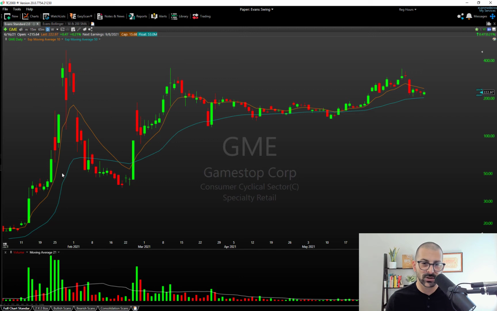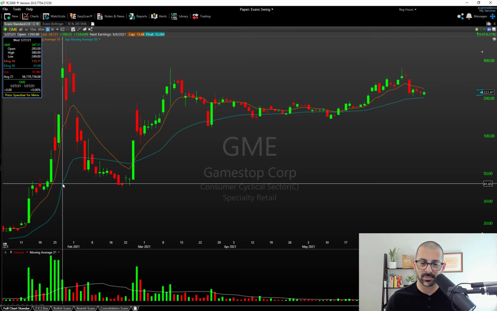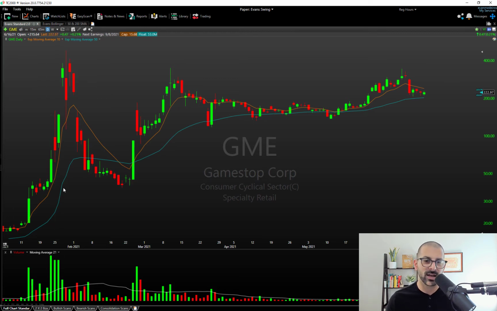But basically, these two lines you see on the charts here, so this is a year-to-date chart of GameStop, and you can see this orange line and this blue line is a 10 exponential and a 50 exponential moving average. And so what this is essentially doing is it's just looking at the past values of price, and creating an average from the past values of price.